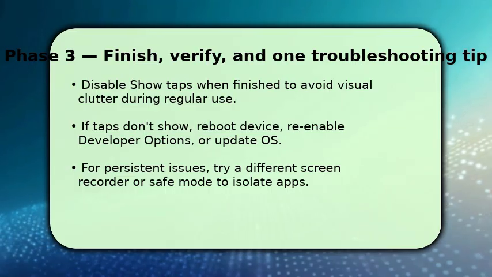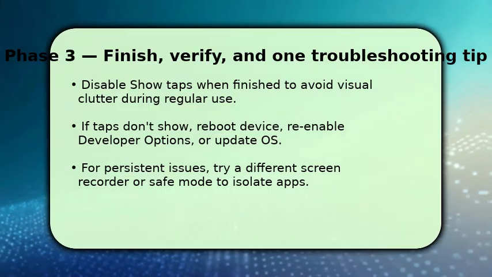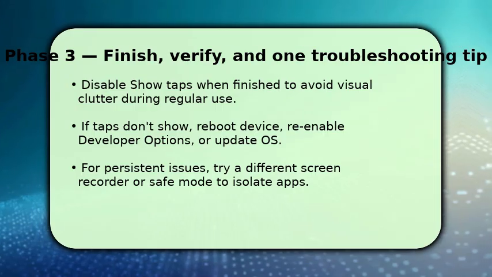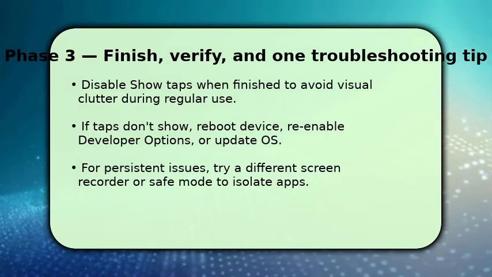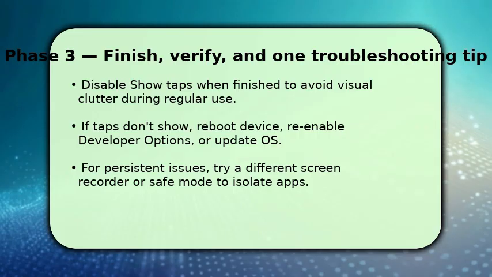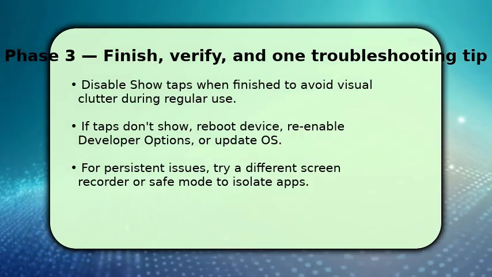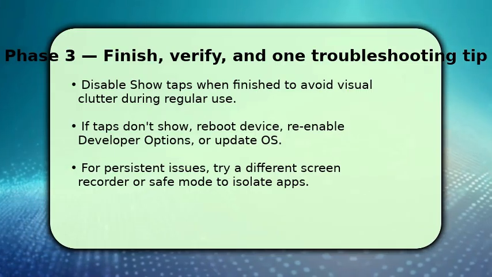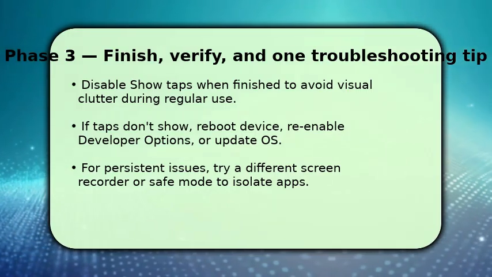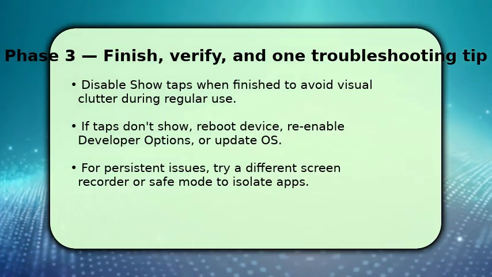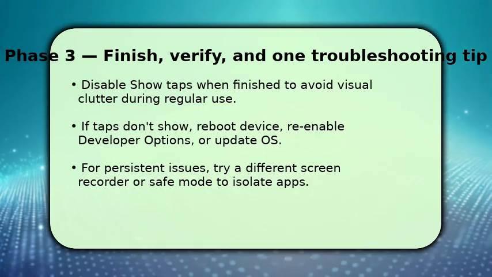If taps fail to appear, reboot the device and re-enable the setting. Make sure no accessibility or overlay app blocks system visuals. Once done, try a different recorder or boot into safe mode to isolate third-party interference. If problems persist after updates, factory reset is a last resort, but usually rebooting and checking overlays resolve.